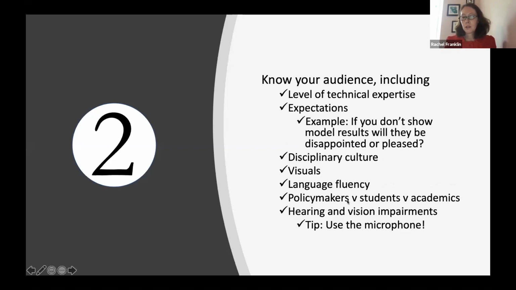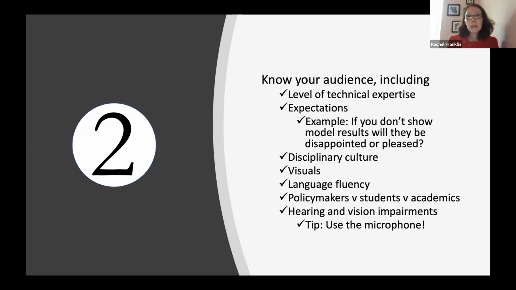Second, and I think this is really key here, is knowing your audience, right? This falls into two broad categories. One is, what are they expecting from you? Are they expecting a lot of technical detail? And here I'm speaking mainly to quantitative researchers.